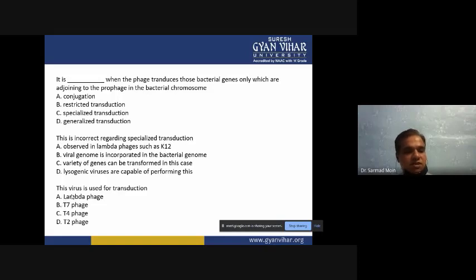Then the next question: the virus used for transduction is lambda phage, T7 phage, T4 phage, or T2 phage. You have to choose the correct answer.